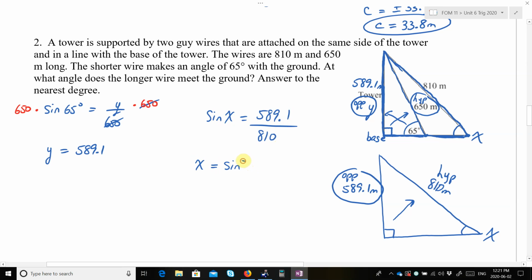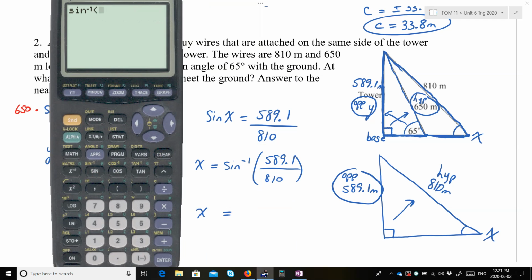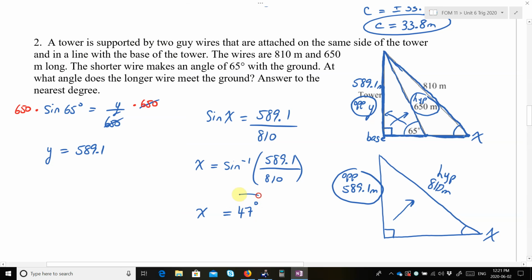So x is sine inverse of this ratio. And let's see what we get. Second function sine, 589.1 divided by 810, and we get an angle of 47 degrees. Bang on, if you look at the answer key.